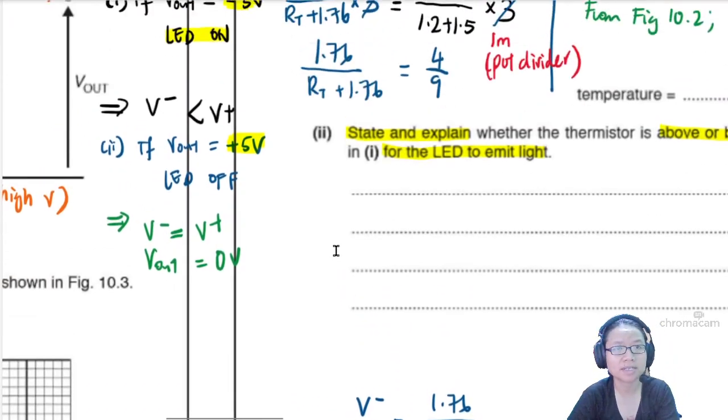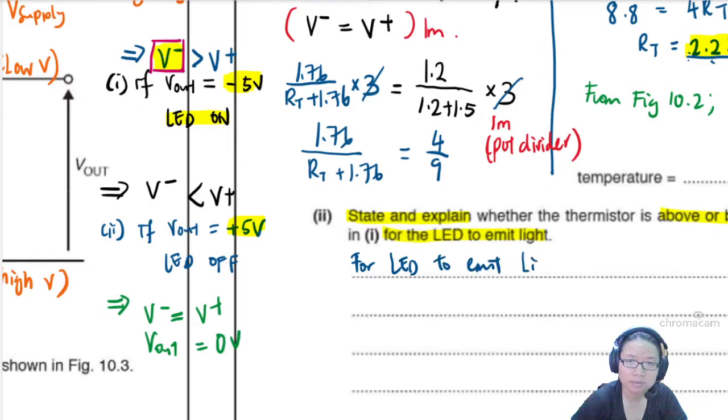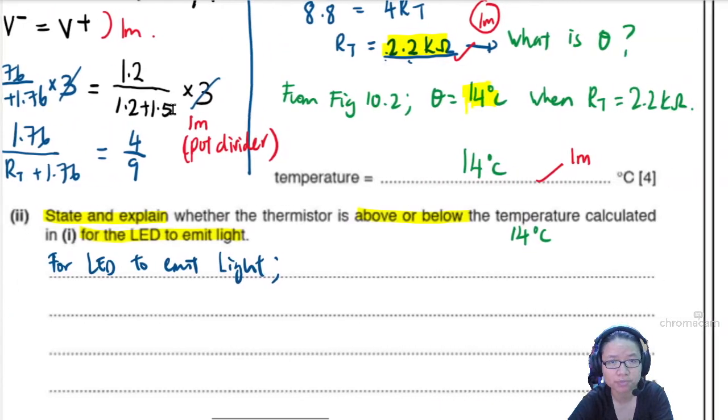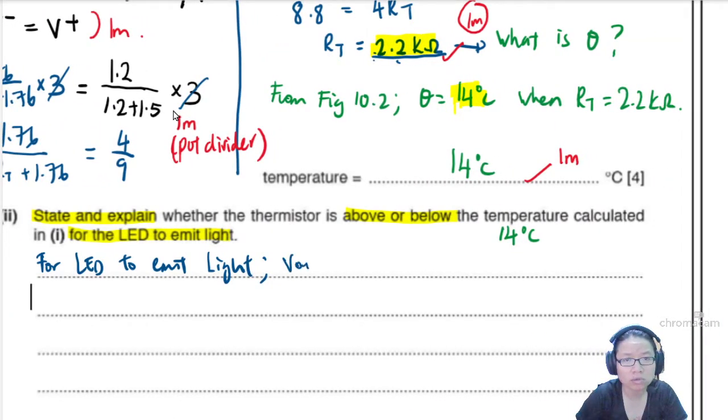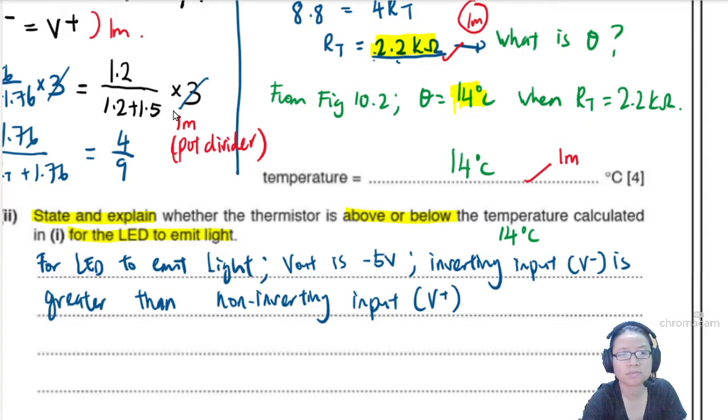Okay, that was where we started, what? We started by saying that the LED is on when V minus is bigger than V plus. So I will say that for LED to emit light, V minus is bigger. This thing must be negative 5. Okay, so I'll start from there. LED to emit light, V out is negative 5 volt, comma, then V minus, which is the inverting input, is larger or greater than the non-inverting input, V plus. That is the first point.